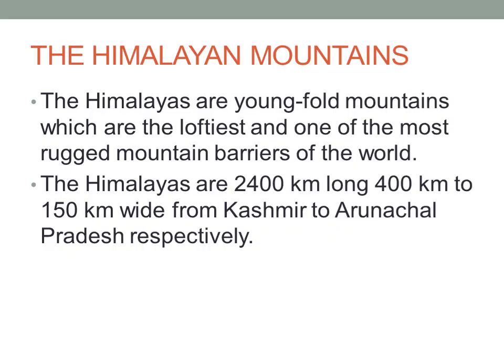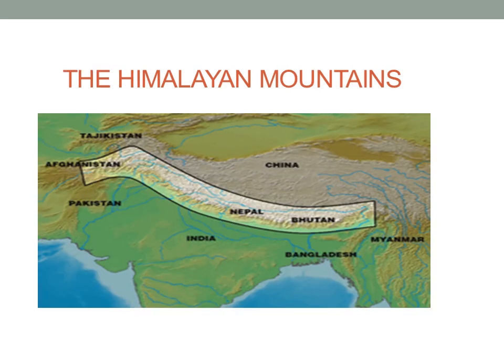The Himalayan mountains. The Himalayas are young fold mountains which are the loftiest and one of the most rugged mountain barriers of the world. The Himalayas are 2400 km long, and 400 km to 150 km wide from Kashmir to Arunachal Pradesh respectively. Children, this map shows you the whole stretch of the Himalayan mountains.